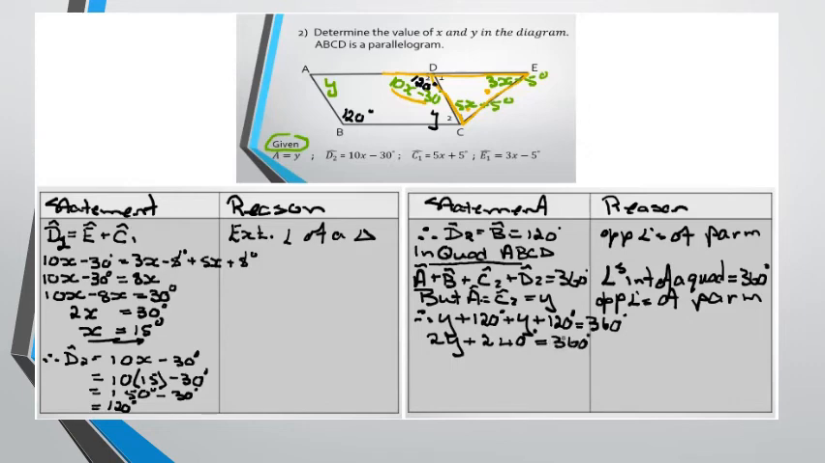Equals 360 degrees. Take the 240 across, therefore I'm going to have 2y equals 360 degrees minus 240 degrees. So 2y is going to give me 120 degrees if I'm subtracting it. Divide on the left with the 2, divide on the right with the 2. So it seems that my answer for y is 60 degrees.